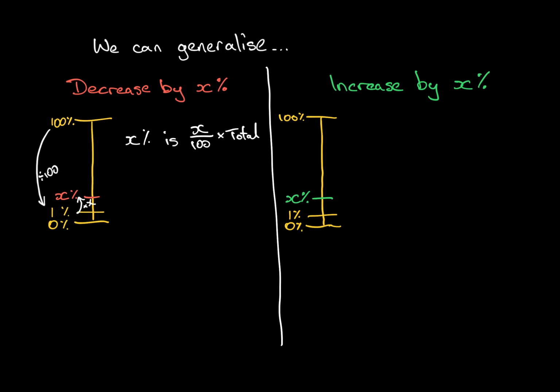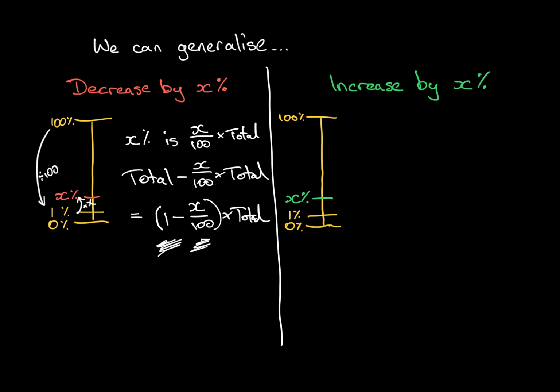Now putting that all together, we'd find that to decrease our total by X%, we're going to have the total minus X over 100 times the total. And we can do a little factorizing there, and we'll see that it's 1 minus X over 100 multiplied by the original total. So that's the formula, I guess, for decreasing a total by X%. We have the one lot of the total, take away X over 100, or X% of the total.